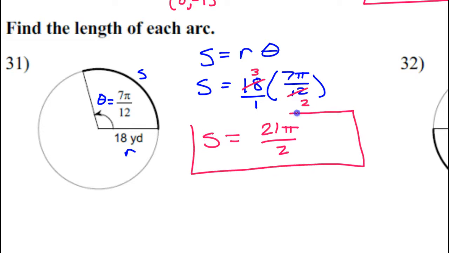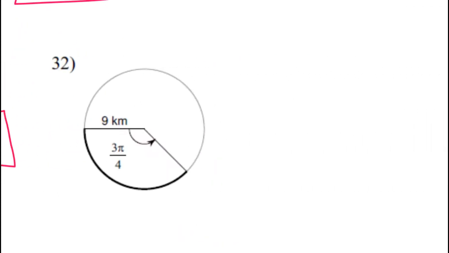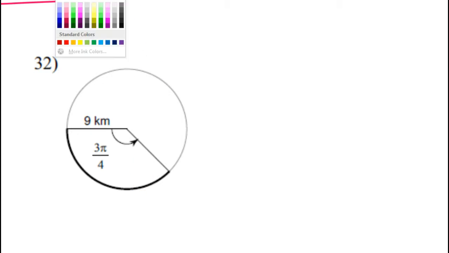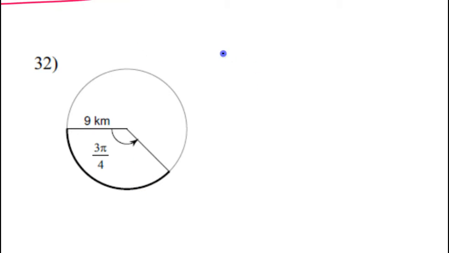I almost forgot the units, but I'll just leave space in my little rectangle for yards. So this is really, really simple if you have radians. So again, the arc length is the radius times the central angle, as long as the angle is in radians.